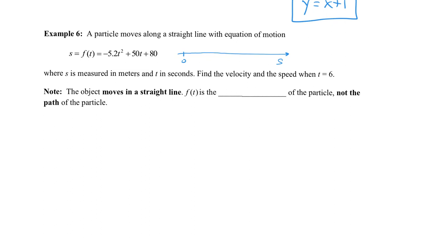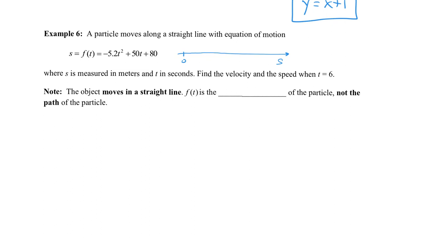And also in Calc 1 and Calc 2, we typically have motion left and right or up and down. Now, in Calc 2 you make some exceptions. If you look at parametric equations or polar equations, then you can have particles that move all over the place. But for the most part, without vectors, we're going to have straight line motion. All right, so S is measured in meters, T is in seconds, and they want us to find the velocity and the speed when T equals 6.